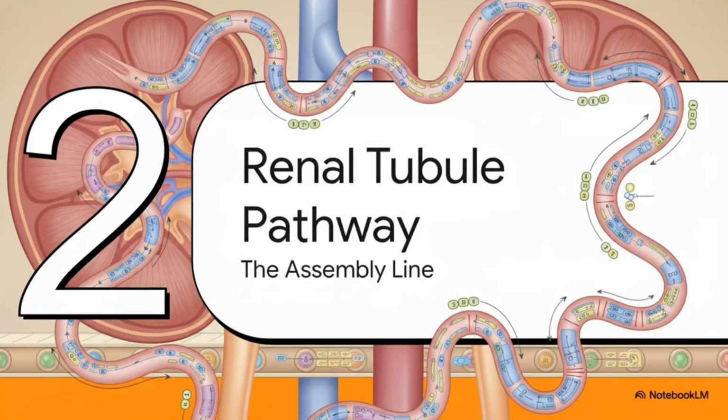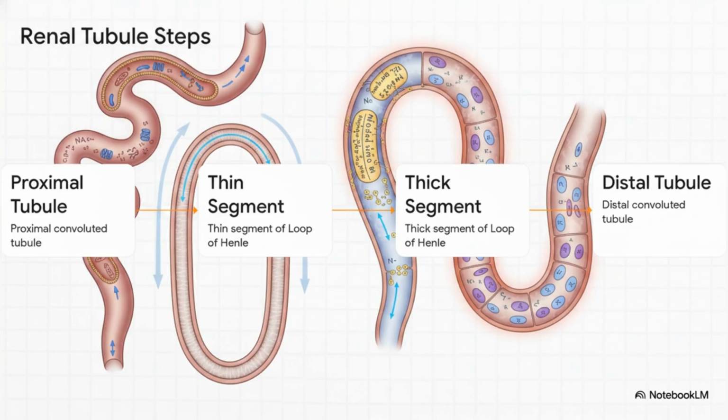Moving right along to Section 2, the renal tubule pathway. This is essentially our microscopic assembly line. Literally every single drop of filtrate has to pass through this rigorous structural pathway, which is composed mainly of three parts. First, it hits the proximal convoluted tubule, then it dives into the loop of Henle, which is structurally divided into a thin segment, that's the descending limb, and the lower end of the ascending limb, where the walls are super thin, and a thick segment, which makes up the upper part of the ascending limb. Finally, the fluid moves into the distal convoluted tubule.